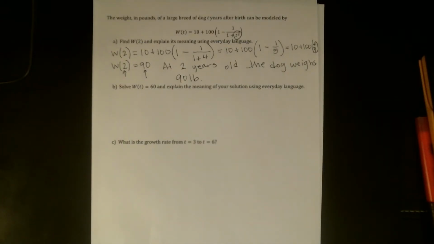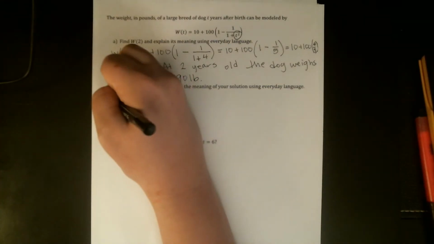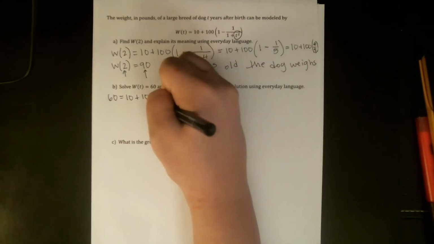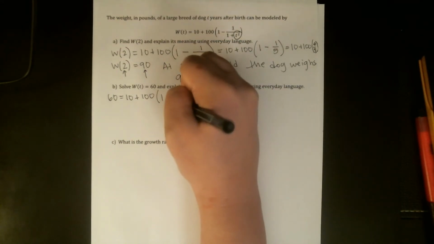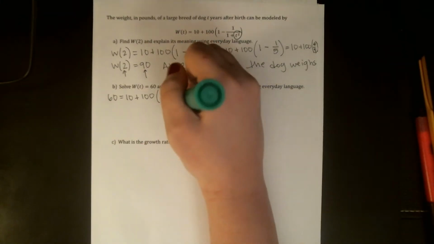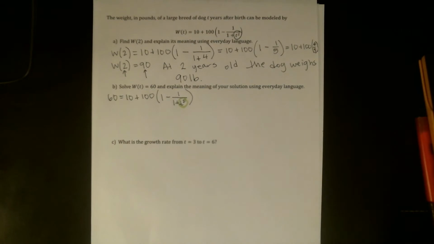Okay. Part B is asking us to solve w of t equals 60 and explain the meaning of our solution using everyday language. All right, so now we're being asked to use 60 as the output. So we're going to set 60 equal to the 10 plus 100 times 1 minus 1 over 1 plus t squared. Okay, again, you have some choices on order here. You could deal with parentheses first. I think what I'm going to go for is I'm looking at this and I see that we just have one lonely t on the right-hand side. So I'm going to see how far I can get using reverse order of operations.